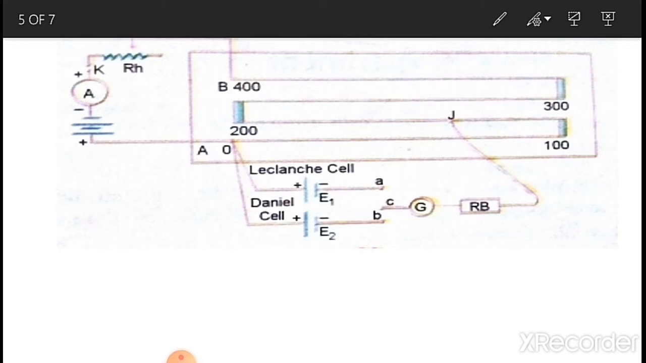Here the rheostat is used as a variable resistance, and the current supplied from the battery can be measured by this ammeter.